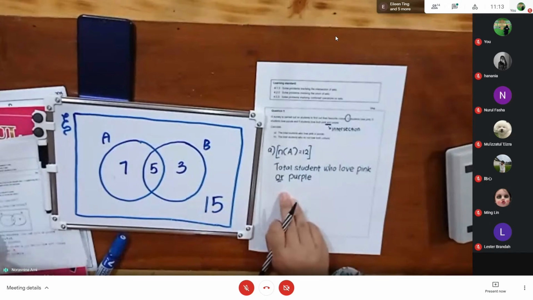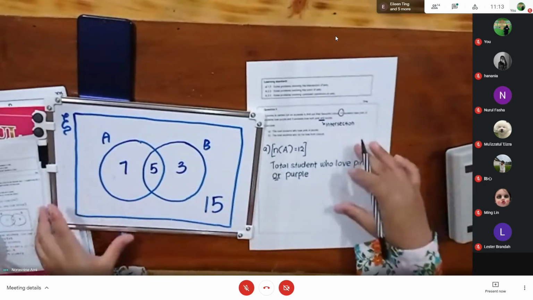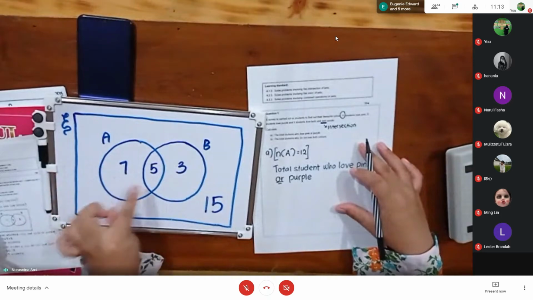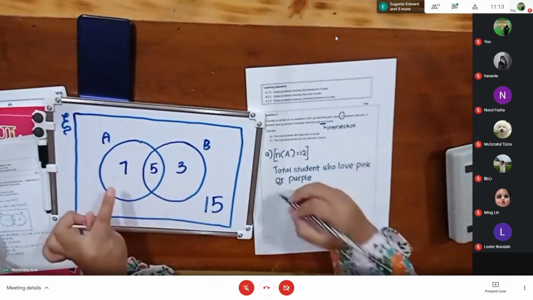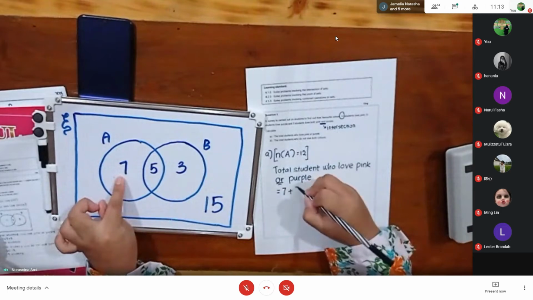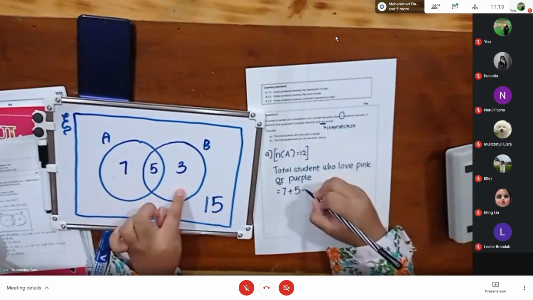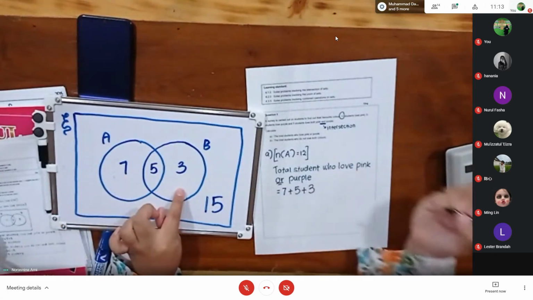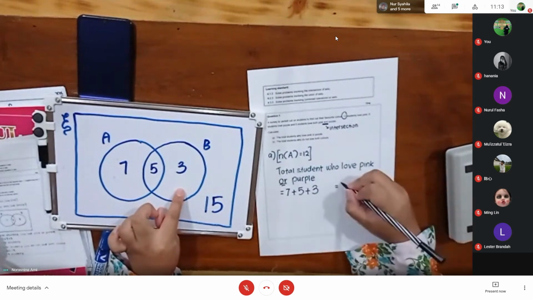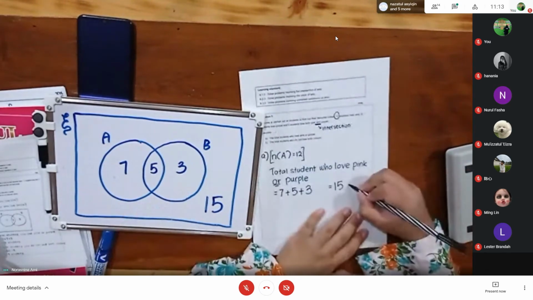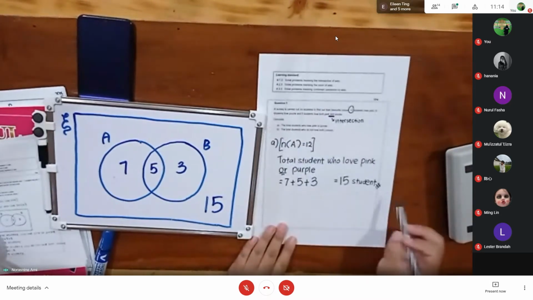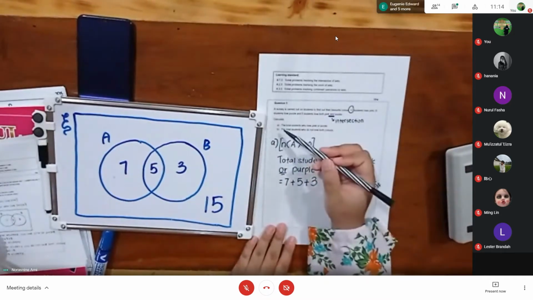So the answer will be the union of set A and set B. So the answer is 7 plus 5 plus 3, and then the answer is 15 students. Okay, this is the answer for question A.